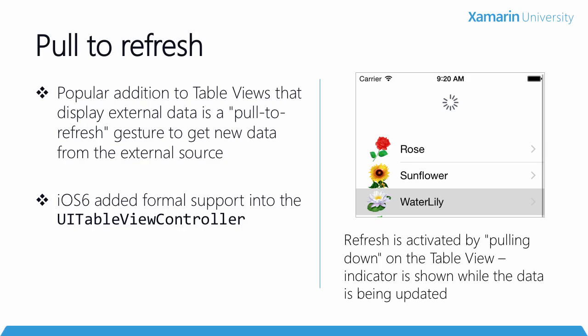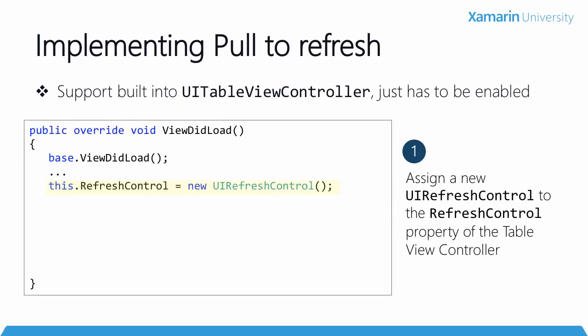Many applications built this into their table view data, but formal support was added into iOS as part of iOS 6, and it's super easy to take advantage of. The support was included in the UI table view controller. If you're not using a UI table view controller, then you'll need to do most of this on your own in code. The first step is to create a UI refresh control and assign it to the refresh control property of your UI table view controller. There are no options for this, just assigning the control will activate the feature.